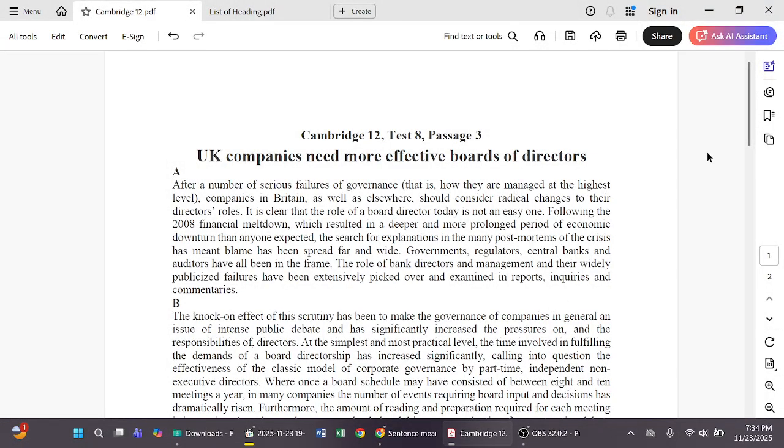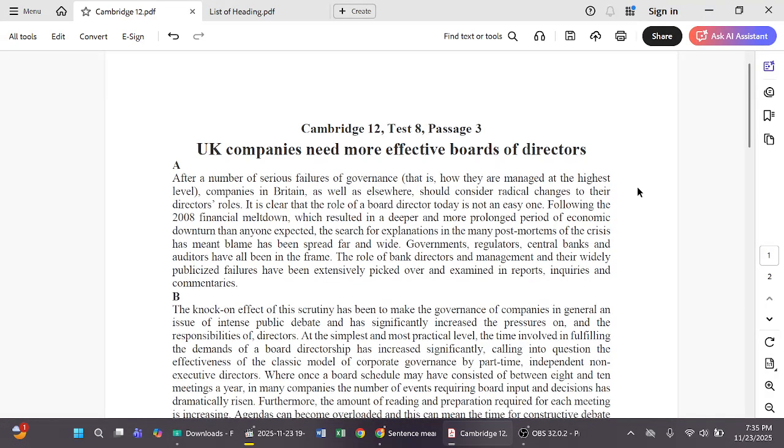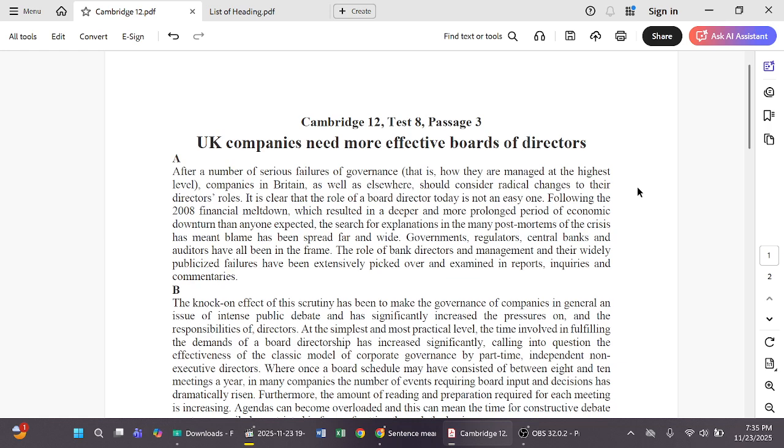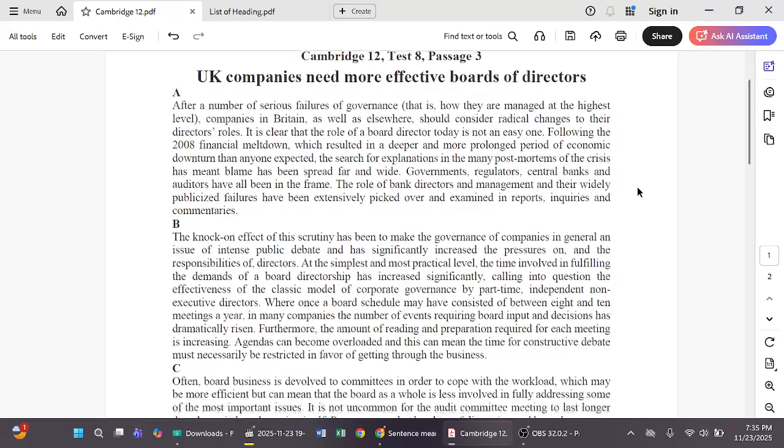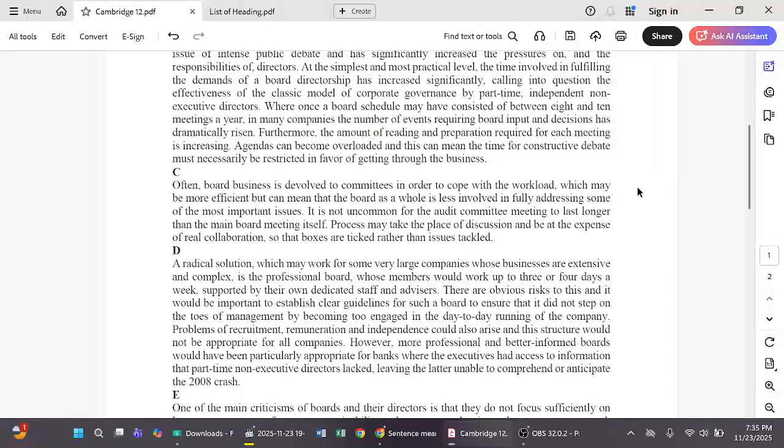For solving list of headings, we have some strategies or tips for this type of question. I would say it is really easy for all of you whenever you are solving with me. So let's get started.